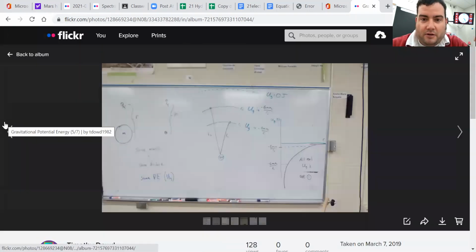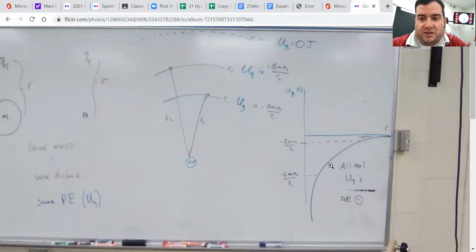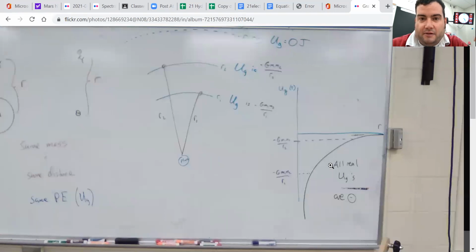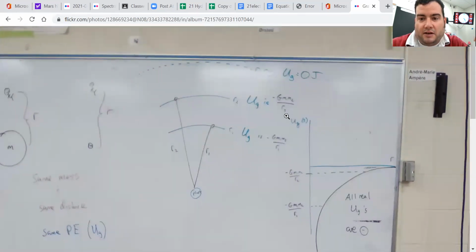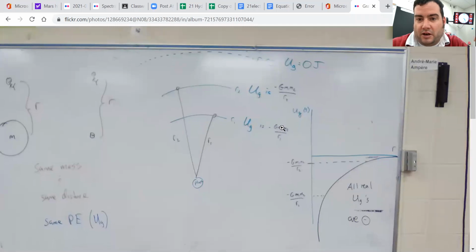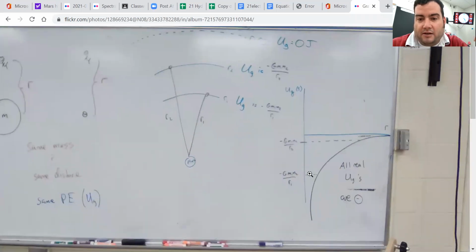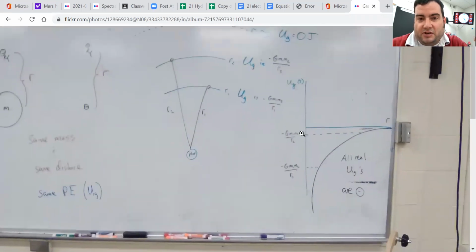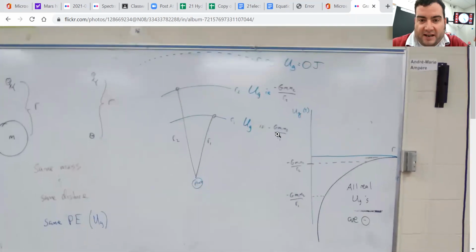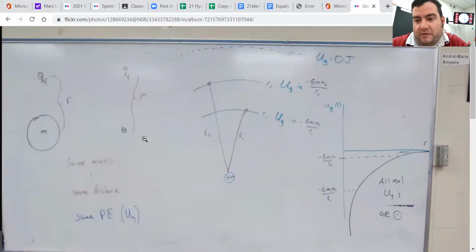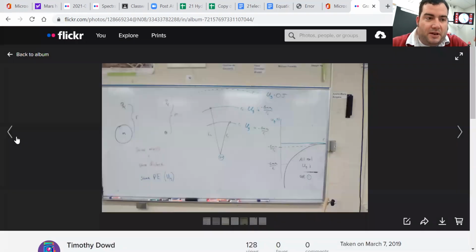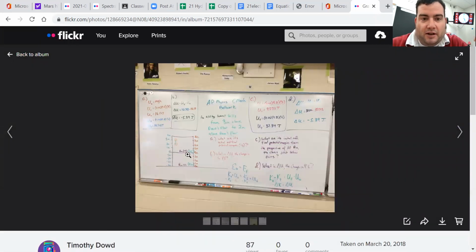It's awkward. It means that all real potential energies are negative, and that the closer we get, the potential energy gets more negative. But it's totally valid. You're allowed to pick any 0 point for potential energy you want.